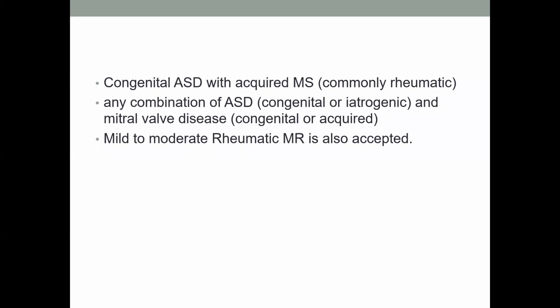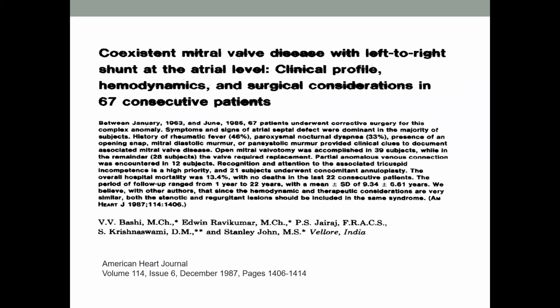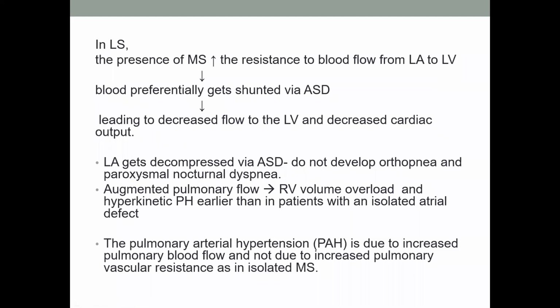One is primum, where cleft AML, which is not a real cleft, but discontinuation in the superior bridging leaflet, or you could have MVP, which is 80% in ASD. So they also can lead to MR. And the third possibility is rheumatic. All 3 MRs are possible here. So this is Dr. Bashi's series, which was published from CMC Vellore. It's a very interesting series, so I would recommend that people read it to understand Lutembacher. I will not go into this.